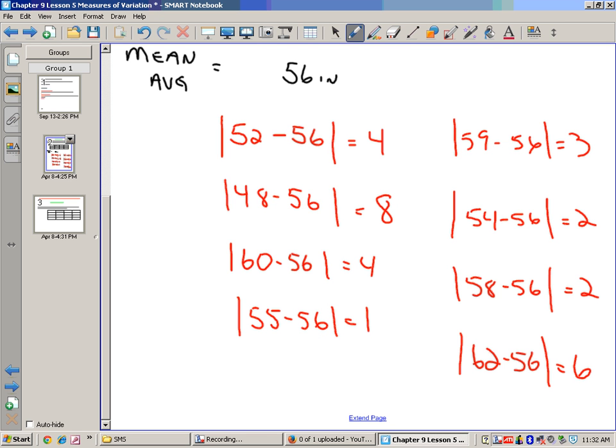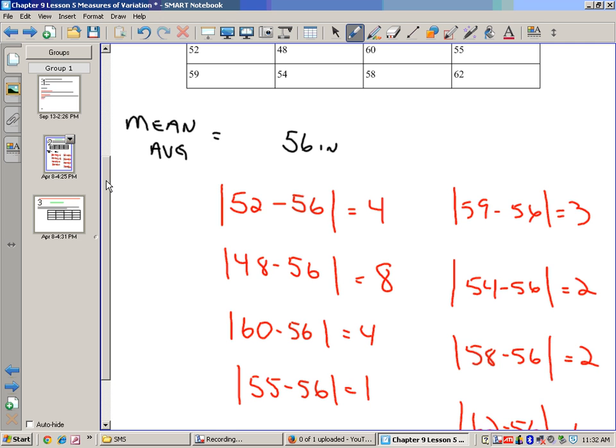Again, those represent the absolute value between the mean and the actual height. So the first person is 52 inches tall, so they are 4 inches away from the mean. The second person is 48 inches tall. They are 8 inches from the mean of the group.